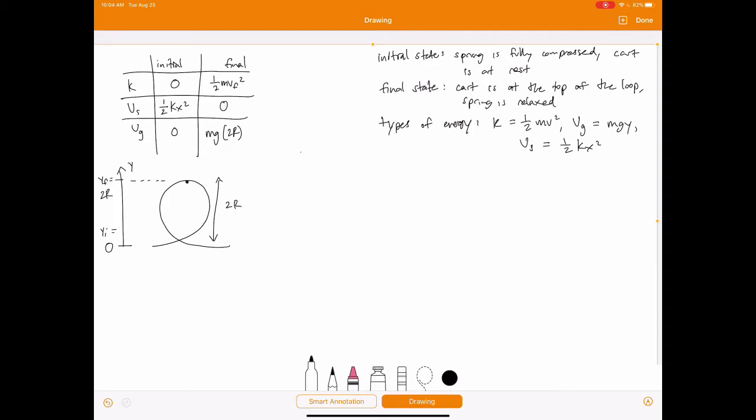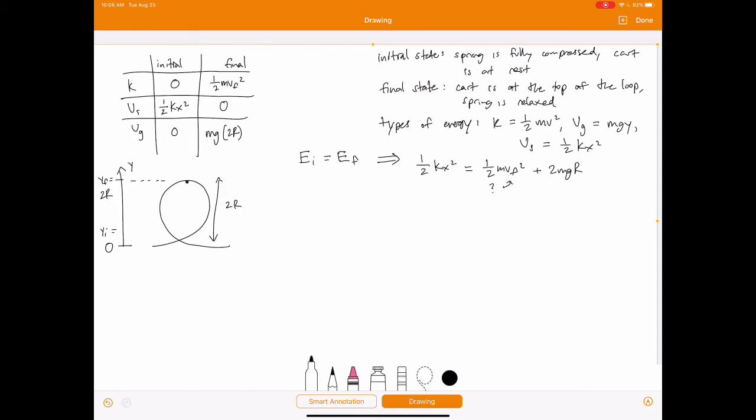Okay, so since mechanical energy is conserved, E initial is equal to E final, which means I take the initial column and I add up all the energies. But the only thing that's there is 1/2 kx squared. And in the final column, I do the same thing, where I have 1/2 mv final squared plus 2 mgr. And what I'm trying to do here is solve for x, right? I want to know how much the spring is initially compressed. But I'm not quite ready to solve for it because I don't know what v final squared is.